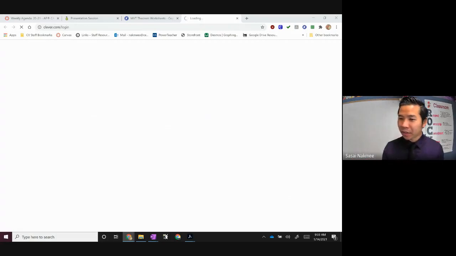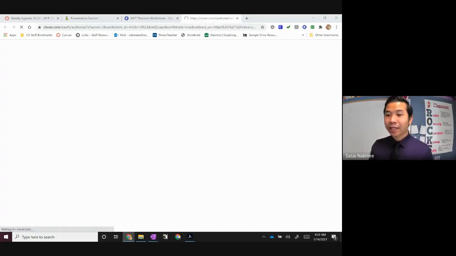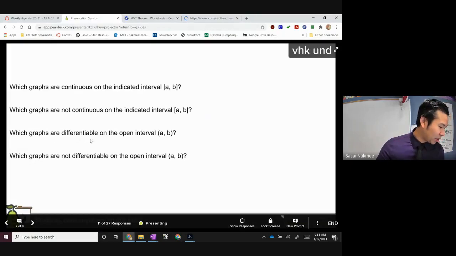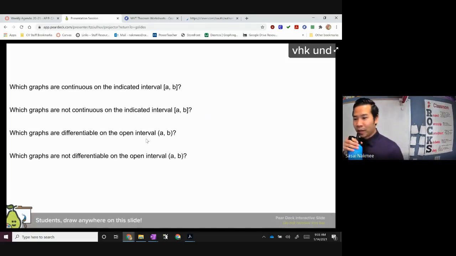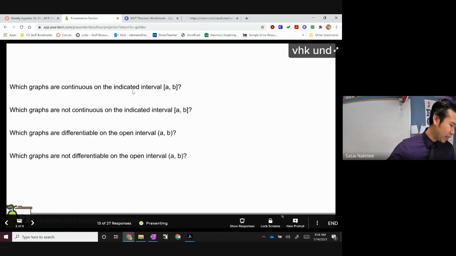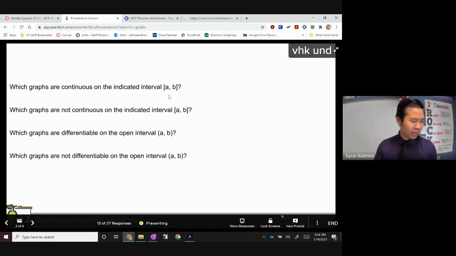Does it have to be differentiable at all points given the interval? Yes, Monica, yes. It has to be differentiable on the interval. Well, that's what they're asking, right? They should be asking that. Which graphs are differentiable on the, look at that wording right there. Which graphs are differentiable on the open interval? Interesting. Which graphs are differentiable on the open interval? A to B. Whereas this part is asking about continuous on the indicated interval, and those symbols are drawn as closed intervals. Interesting.